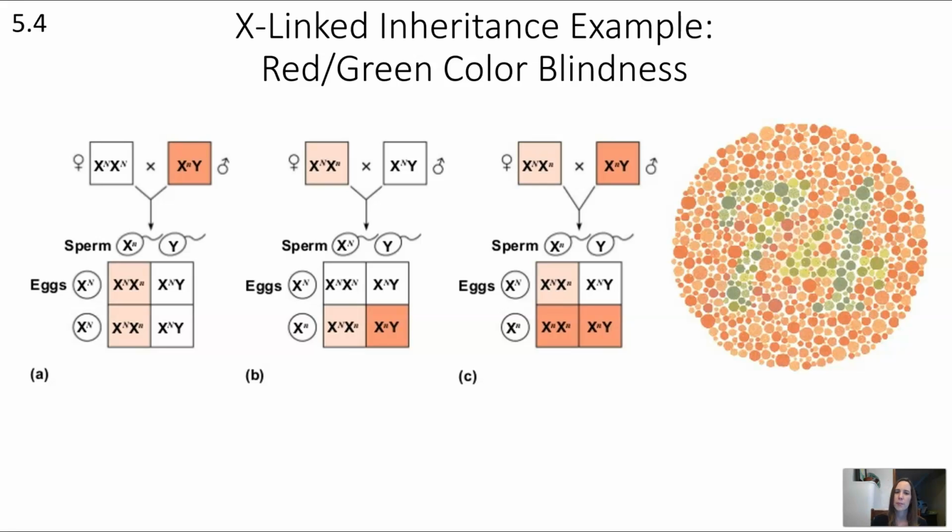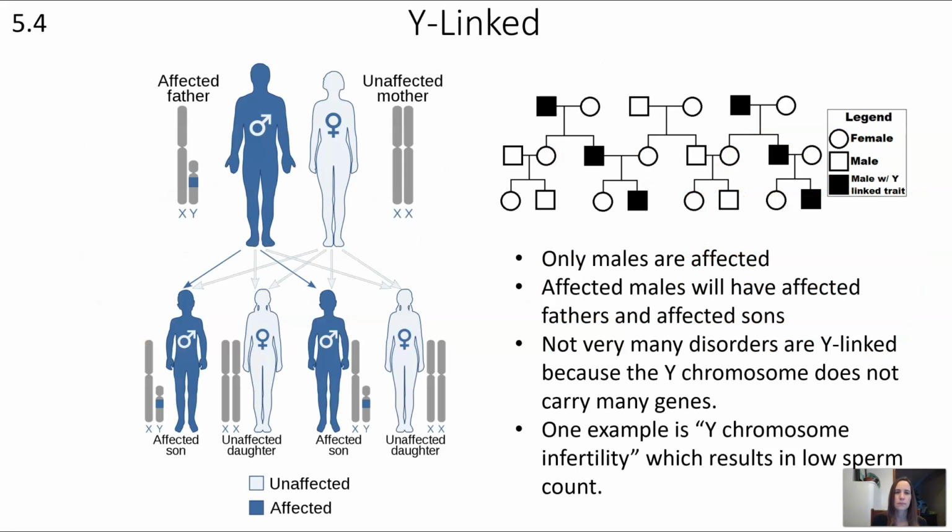So females need to inherit two copies of the color blindness allele in order to display color blindness, whereas males only need to have one copy of the color blindness allele because it's on the X, and the other chromosome would be a Y chromosome. So in males, it's going to be more likely. And you can take a look at the Punnett squares shown here to better understand that.